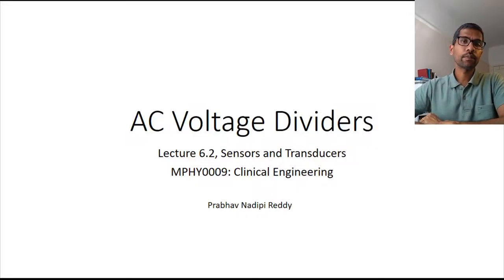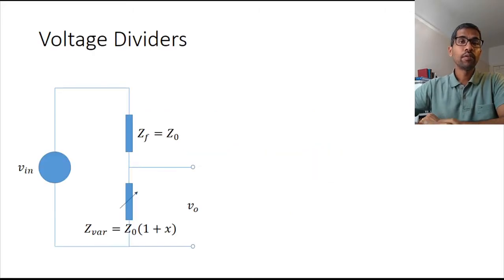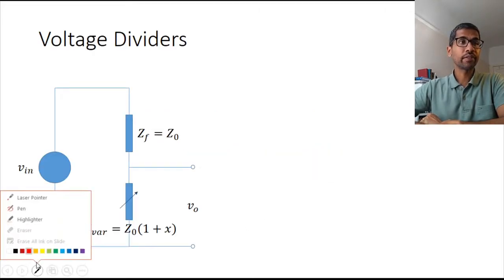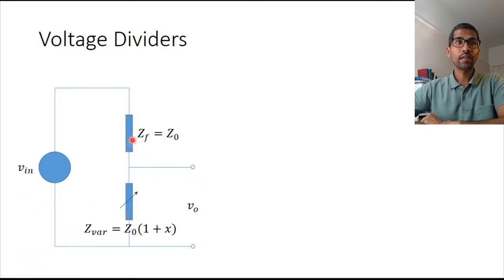Okay, let's think about AC voltage dividers. We've already looked at voltage dividers when these two impedances are resistors, right? So you give an input, and this is a fixed resistor, this is the variable resistor. And if you look at the output in this voltage divider, the voltage output would be proportional to the variable resistance that we are giving here.